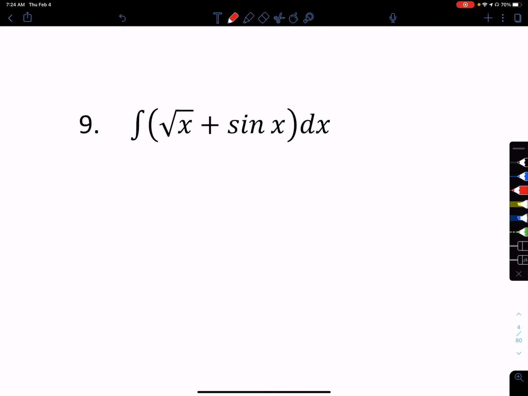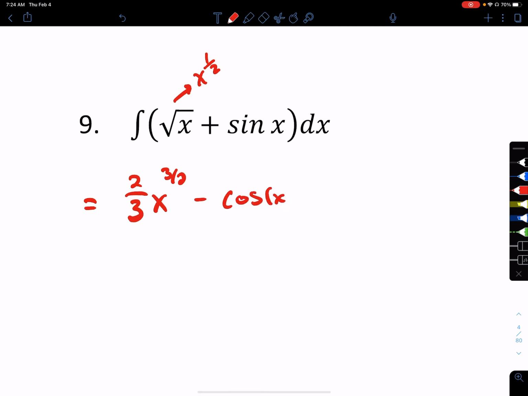I would certainly choose to rewrite the square root of x as x to the 1/2. So if we integrate this, we add 1 to the exponent. A half plus 1 is 3/2, multiplied by the reciprocal of the exponent. The antiderivative of sine of x is negative cosine of x. And then we have to add in our arbitrary constant, because when we take the derivative of this, it ends up being 0, and it wouldn't appear up here.